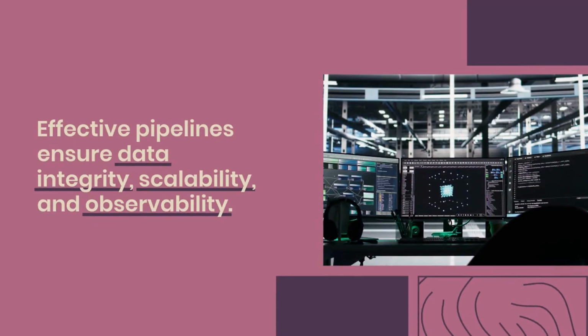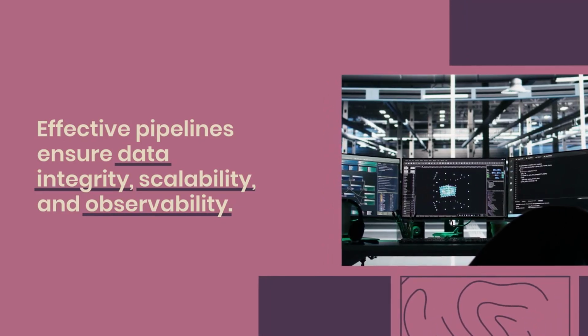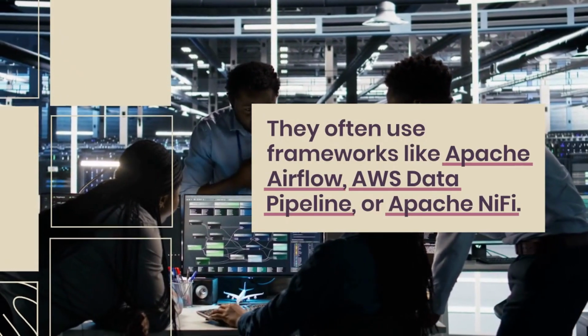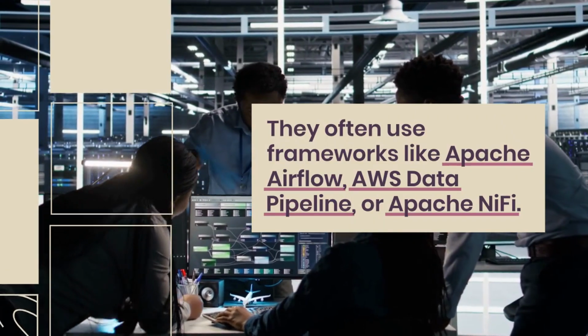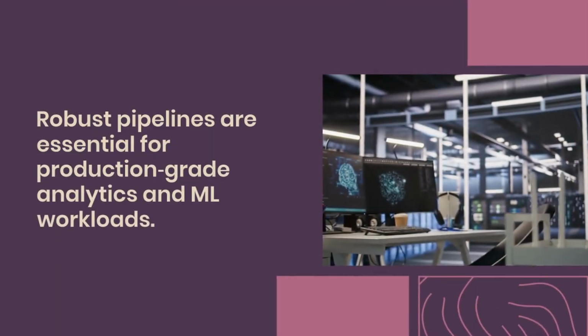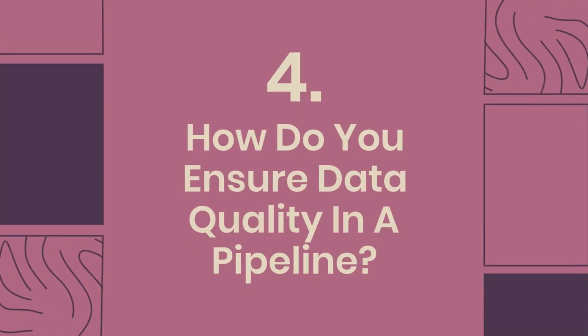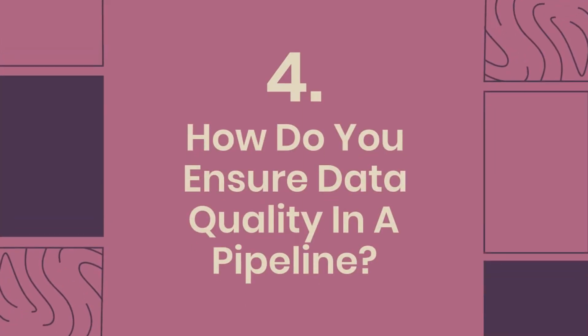Effective pipelines ensure data integrity, scalability, and observability. They often use frameworks like Apache Airflow, AWS Data Pipeline, or Apache NiFi. Robust pipelines are essential for production-grade analytics and ML workloads. 4. How do you ensure data quality in a pipeline?